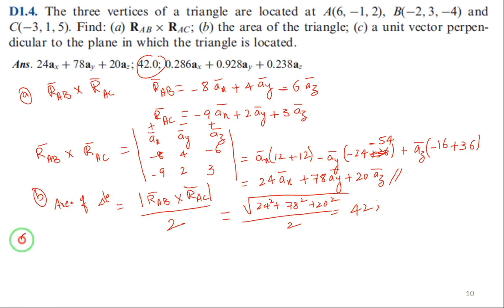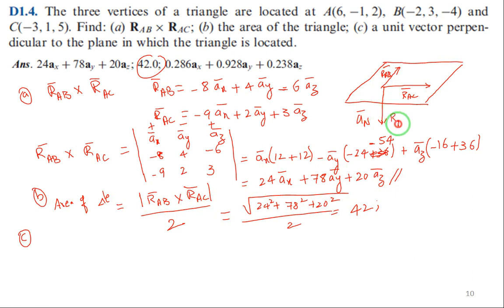Then part C, there was the unit vector perpendicular to the plane in which the triangle is located. Let me take this plane. I am drawing one plane here just for reference, and R_AB I will take it here. Then R_AC is here. They are coplanar vectors, lying in the same plane, making some angle. The unit vector perpendicular to the plane, that is a_N vector, I want to find out. Along this unit normal vector I have the cross product R_AB cross R_AC.